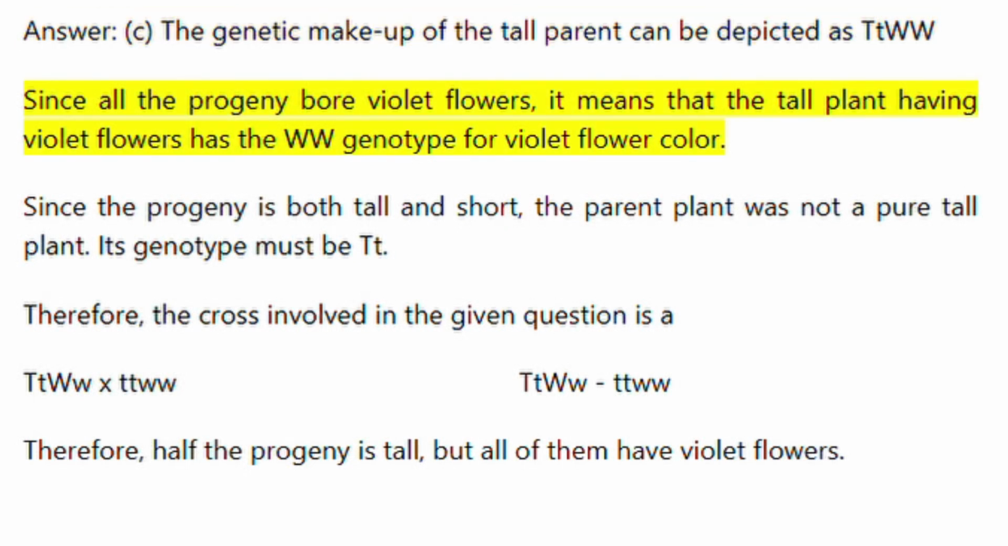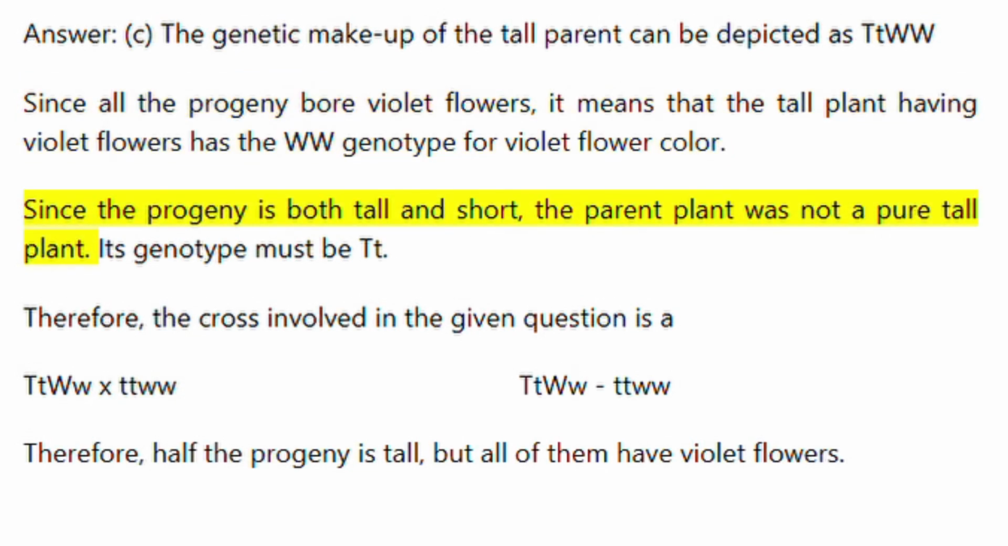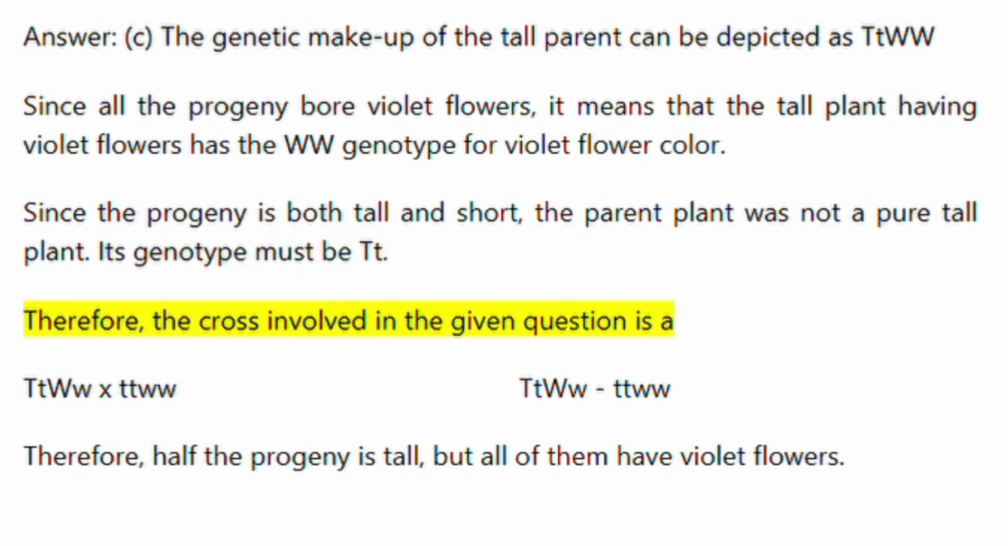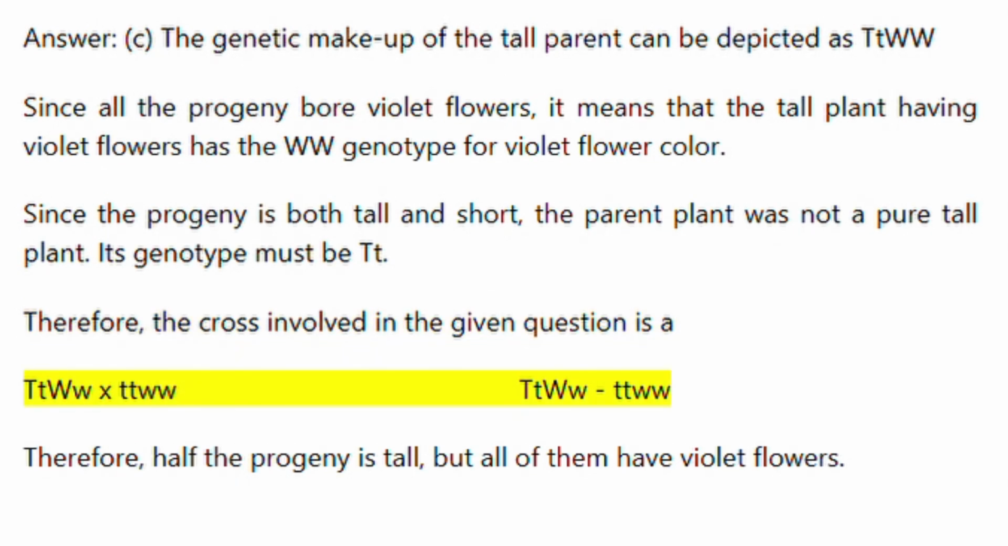Since all the progeny bore violet flowers, it means that the tall plant having violet flowers has the WW genotype for violet flower color. Since the progeny is both tall and short, the parent plant was not a pure tall plant. Its genotype must be TT. Therefore, the cross involved in the given question is A. TTWW x TTWW. Therefore, half the progeny is tall, but all of them have violet flowers.